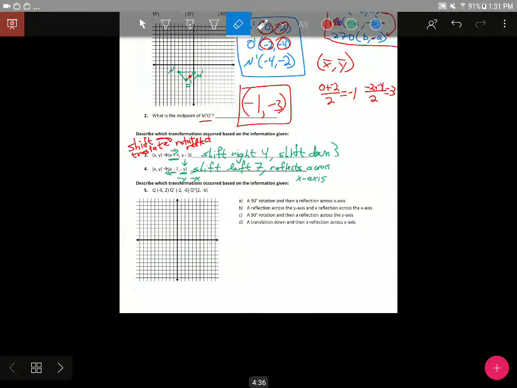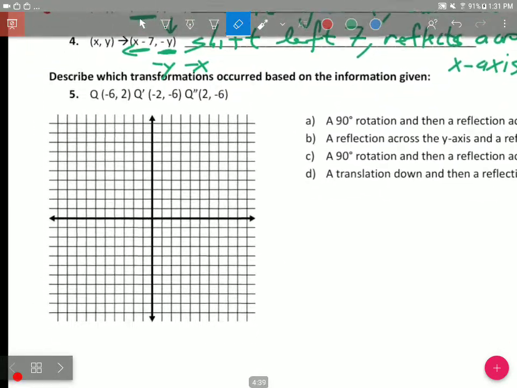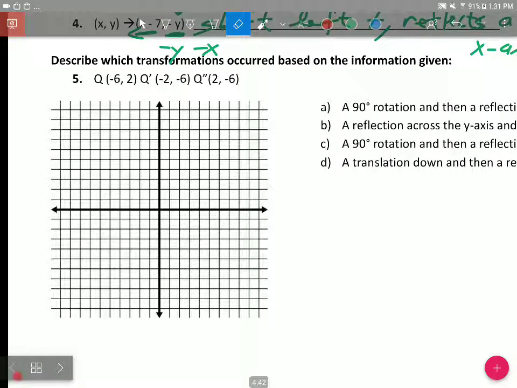All right, last one. This says, describe which transformations occur based upon the information given. So let's plot these real quick. Q is -6, 2. 1, 2, 3, 4, 5, 6, 1, 2. So there's Q. It helps if you actually have your marker open. That was Q. Q prime is -2, -6. 1, 2, 3, 4, 5, 6. That's Q prime. And they're only going to do one thing at a time. They're not going to do like 2 shifts at once or something along those lines. And 2, -6. That's Q double prime. That would be the second transformation.